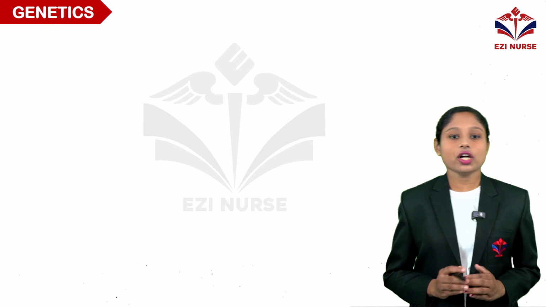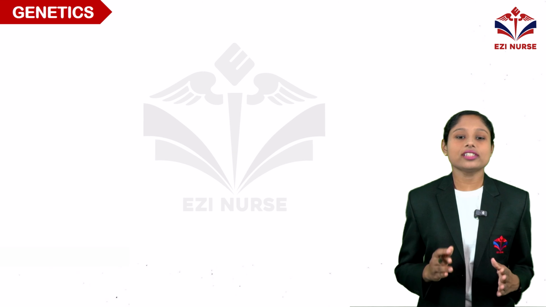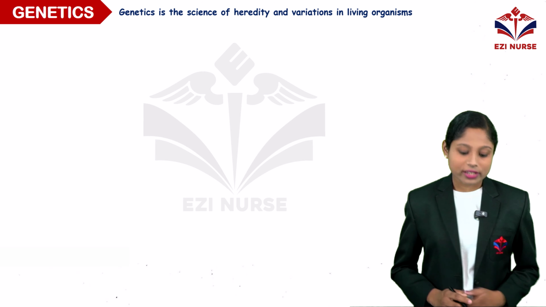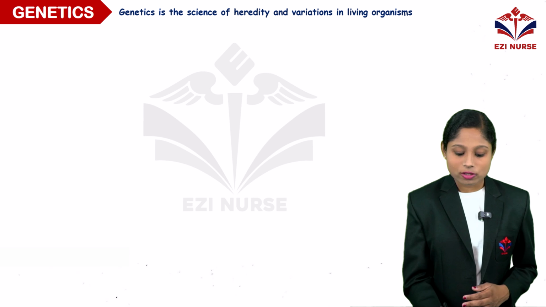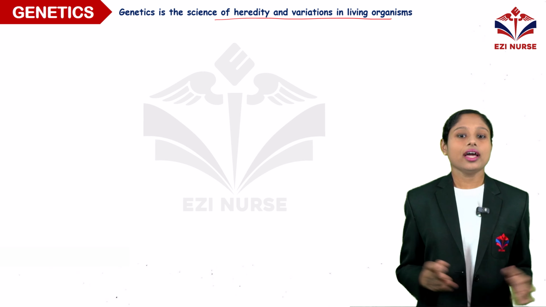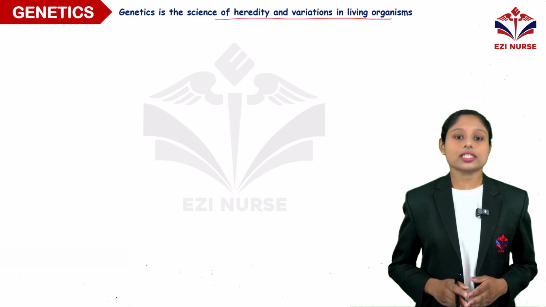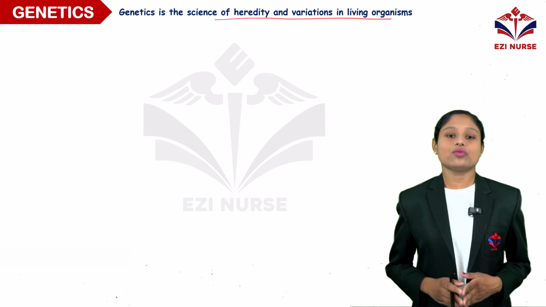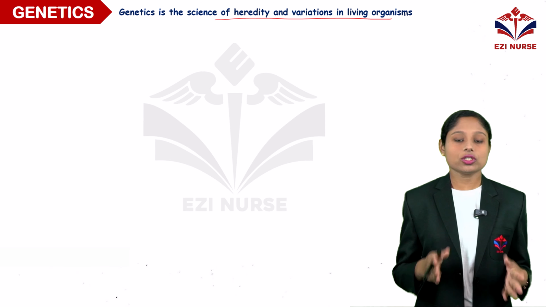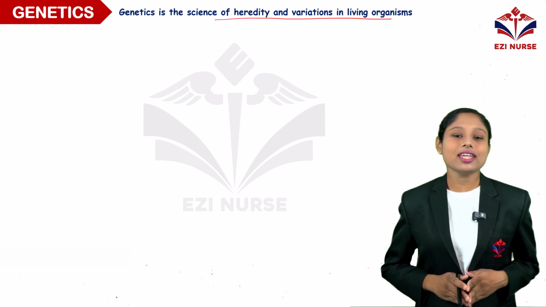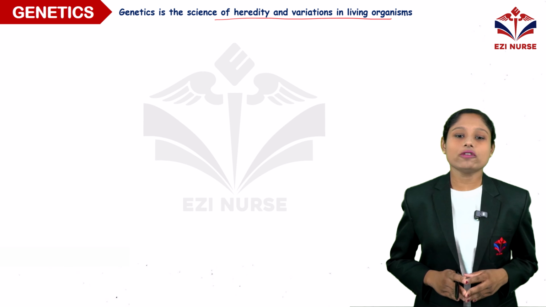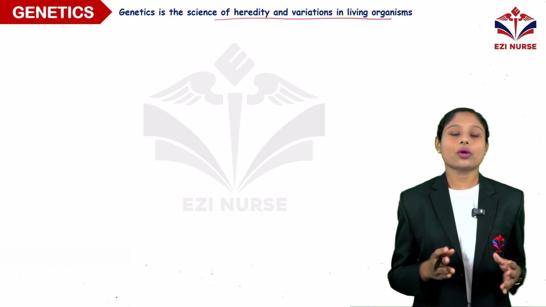First we are going to discuss genetics. What is the definition of genetics? It's a science of heredity and variations in living organisms. So it's a study, a science of heredity as well as variations in living organisms. That is what is called genetics. The definition of genetics will come for a 2-mark or a 1-mark question.